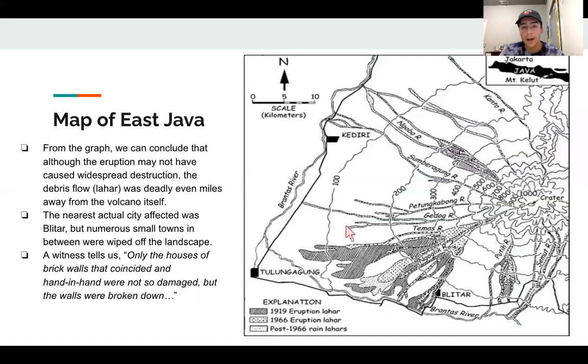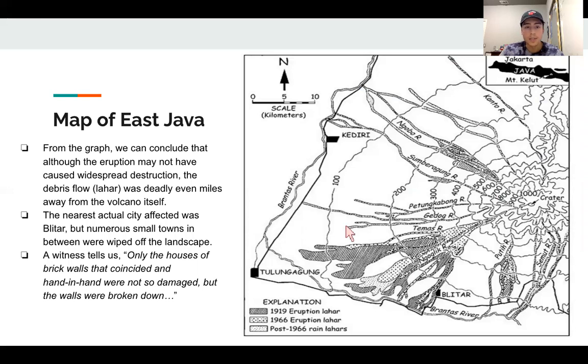Here's a flat map of East Java, where the eruption happened at Mount Kelud at the crater. And as you can see from the scale, Blatar is far away and it still was affected by this flow. And we can conclude that even though the eruption wasn't that big of a deal, miles away, the Lahar flow was affecting towns and cities.